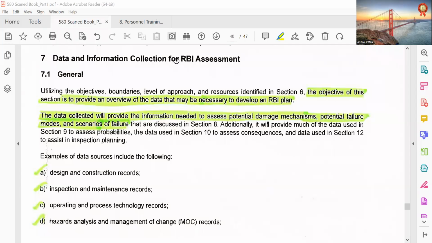We'll start API 580, Chapter 7: Data and Information Collection for RBI Assessment. The objective of this section is to provide an overview of data that may be necessary to develop an RBI plan. Data collected will provide the information needed to assess potential damage mechanisms, potential failure modes, and scenarios of failure.